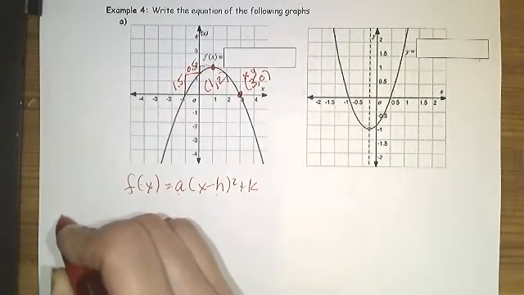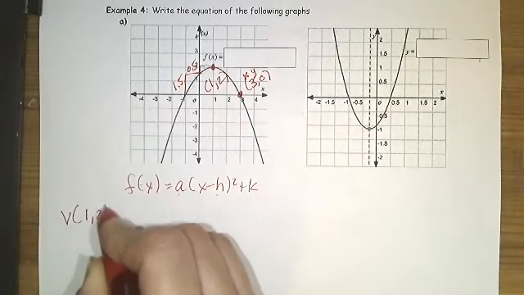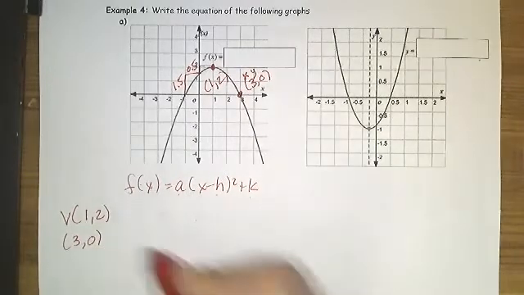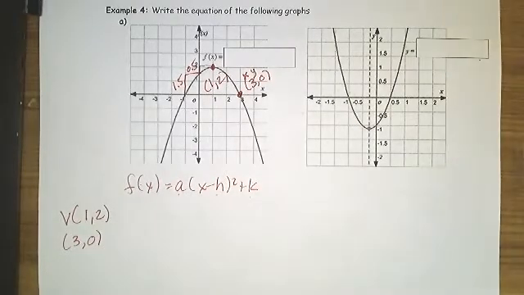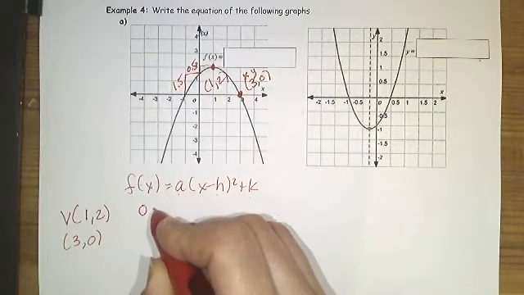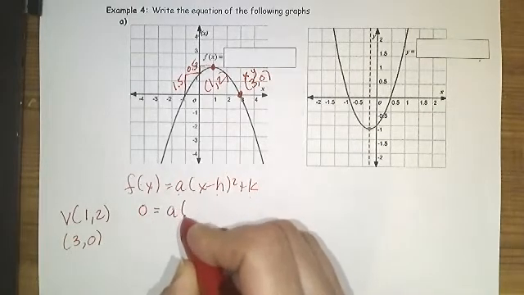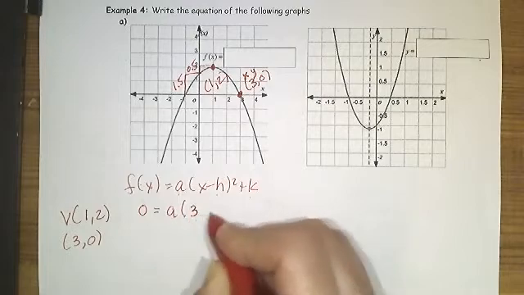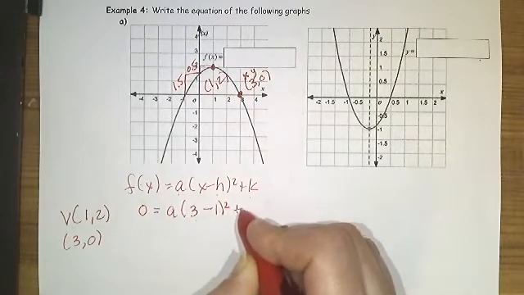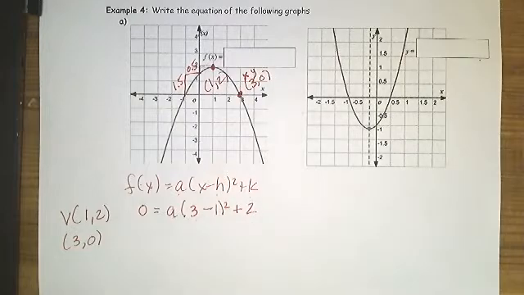So I'm going to be using my vertex of 1 and 2, and I'm going to be using the point of 3 and 0, and that is to calculate my A value. So let's substitute those in. My Y value is 0. I'm looking to solve for A. X is 3, my H is 1, and the K value here is 2.